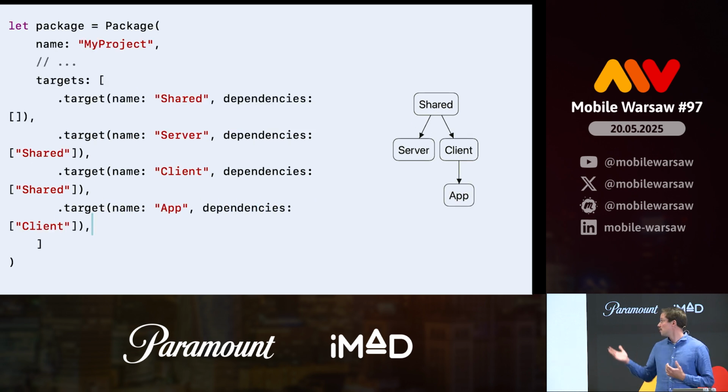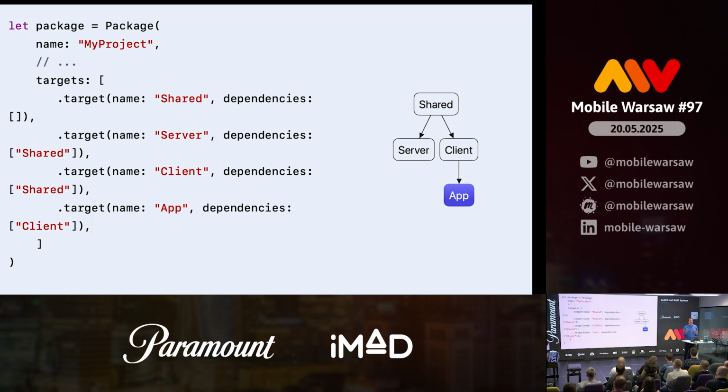And this is the graph that you get from that. And so if we were to make a change, the first time, of course, Swift needs to build everything. But if we make a change, let's say just in the app target, that's the only thing that gets rebuilt. So this is why people put stuff into packages, so you get faster builds, right? Because you don't need to rebuild shared if only the app changed.